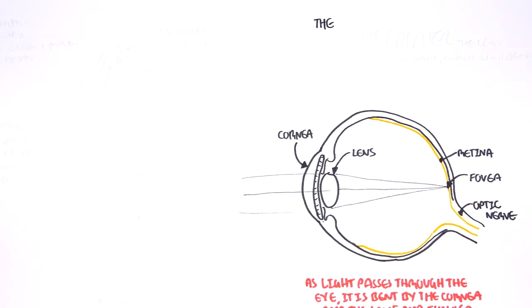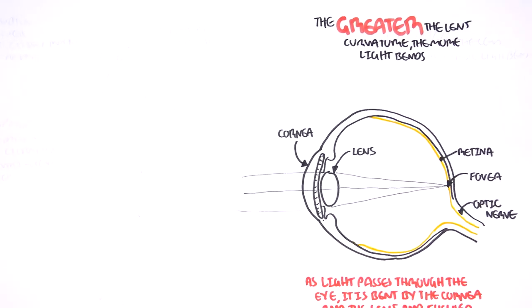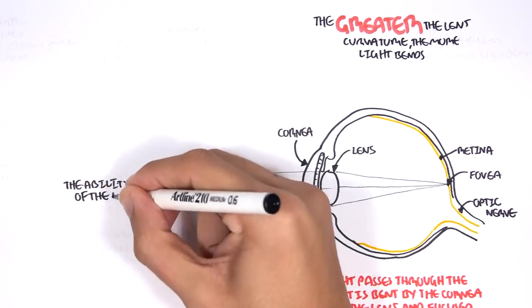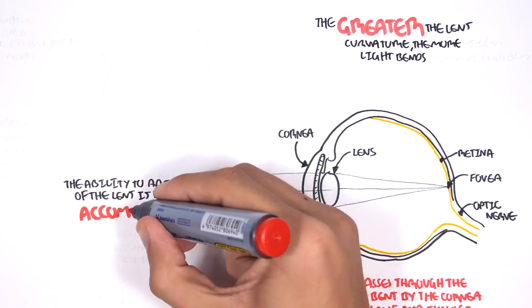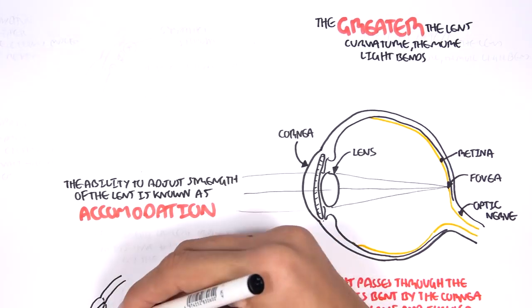Okay, now, the greater the lens curvature, the more light bends. The ability to adjust the strength of the lens is known as accommodation. So basically, the ability to constrict and make the lens tight is known as accommodation. And let us look at that now by looking at two different scenarios.